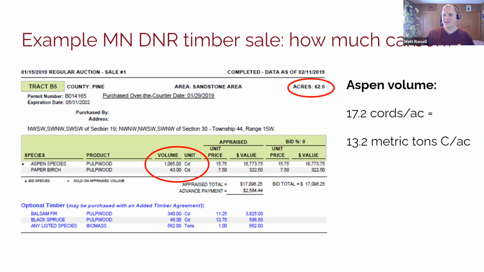Well, we can use some of those statistical models. We know if we've got 62 acres and just over 1,000 cords, we've got 17.2 cords per acre. That's pretty run-of-the-mill in an aspen stand, maybe on the lower side of what we might harvest. We know that's about 13.2 metric tons of carbon per acre. And that's just in the live trees. That's taking the merchantable volume from our timber sale and calculating how much carbon is found in there. A good way to think about transitioning from a volume estimate to a carbon estimate.